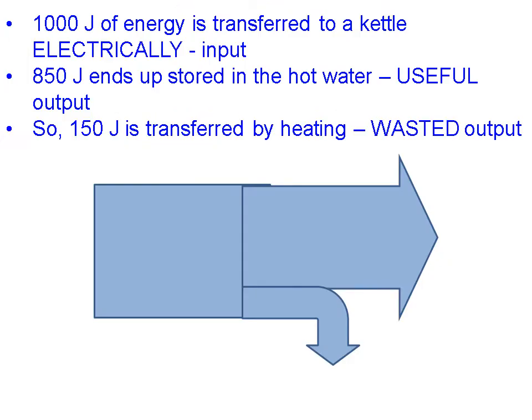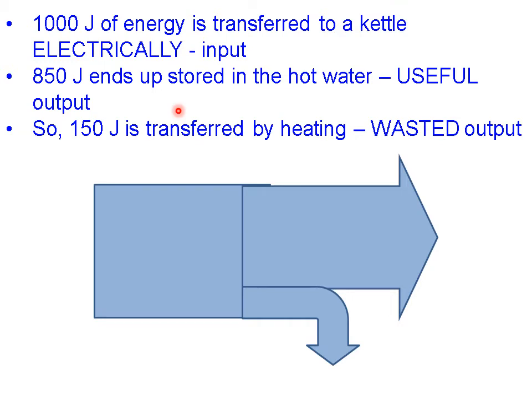So first of all, there's a couple of things that we need to work out from the information. The first thing is what's the kind of input energy that we're dealing with. So we've got 1000 joules of energy transferred to the kettle and it's plugged in, so the energy is being transferred to the kettle electrically, and that's the input energy. It tells them the information that 850 joules ends up stored in the hot water, and that's useful because the kettle's job is to heat up water, so that's a useful output. And that leaves us with 150 joules transferred by heating, and that is wasted because it's transferred by heating to the surroundings, because only 850 joules of the 1000 end up going into the hot water and to heat it up for our useful energy output.